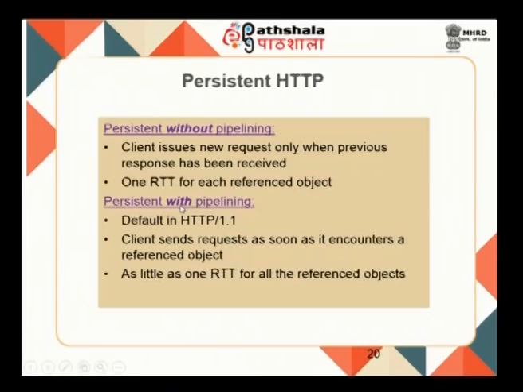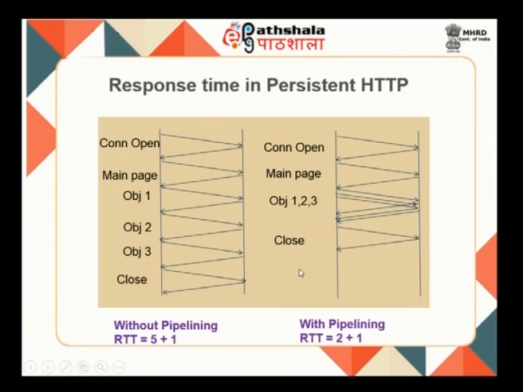When we use persistent HTTP with pipelining, on the other hand, since we know that these are the 10 different objects to be requested, we send a request for all the 10 objects one after the other, that is, back to back. So, the requests reach the server very soon. In just about 1 RTT, or a little more than 1 RTT, all the referenced objects can be retrieved. So, we will have a situation which is something like this.